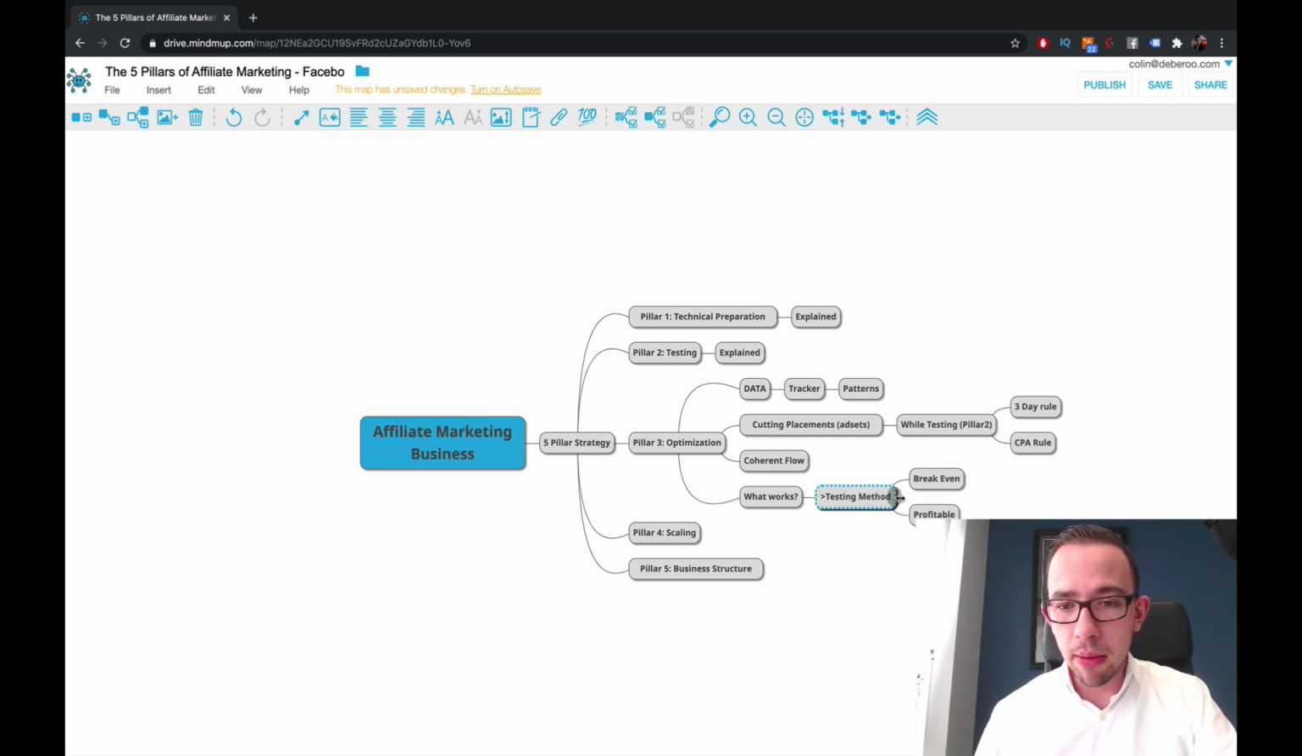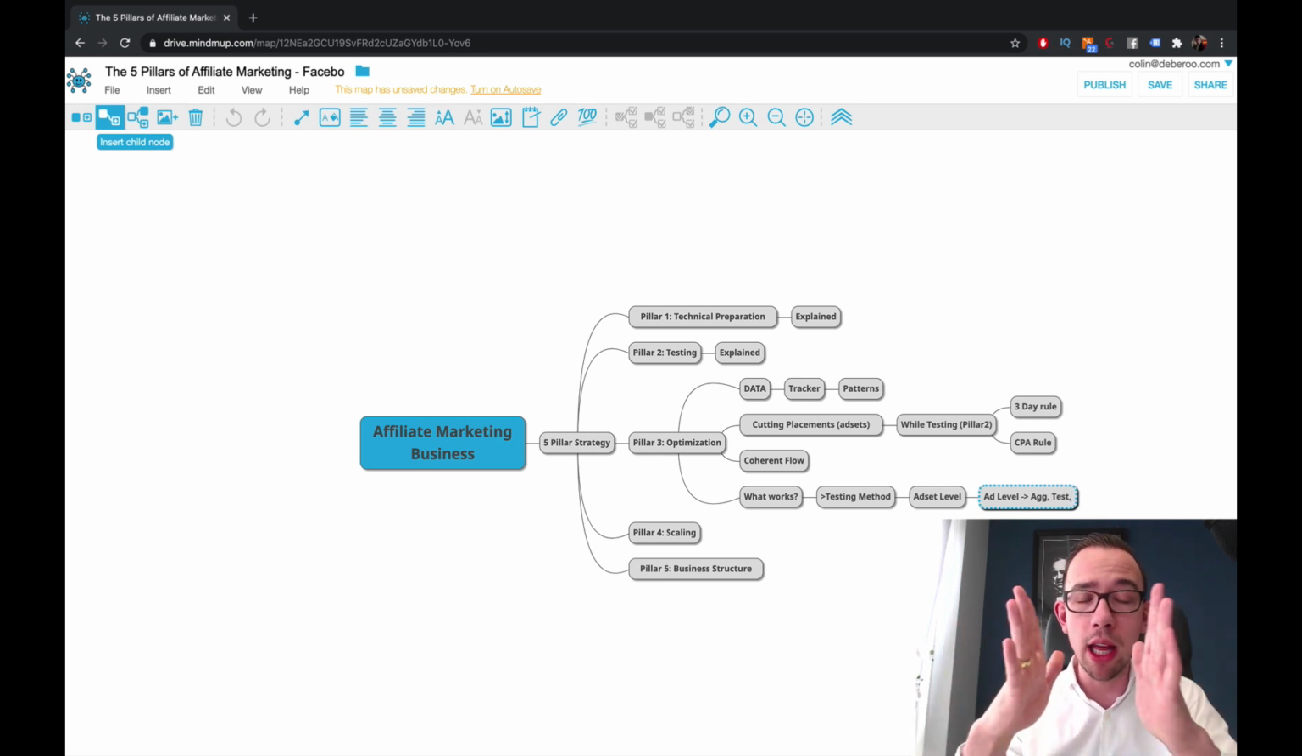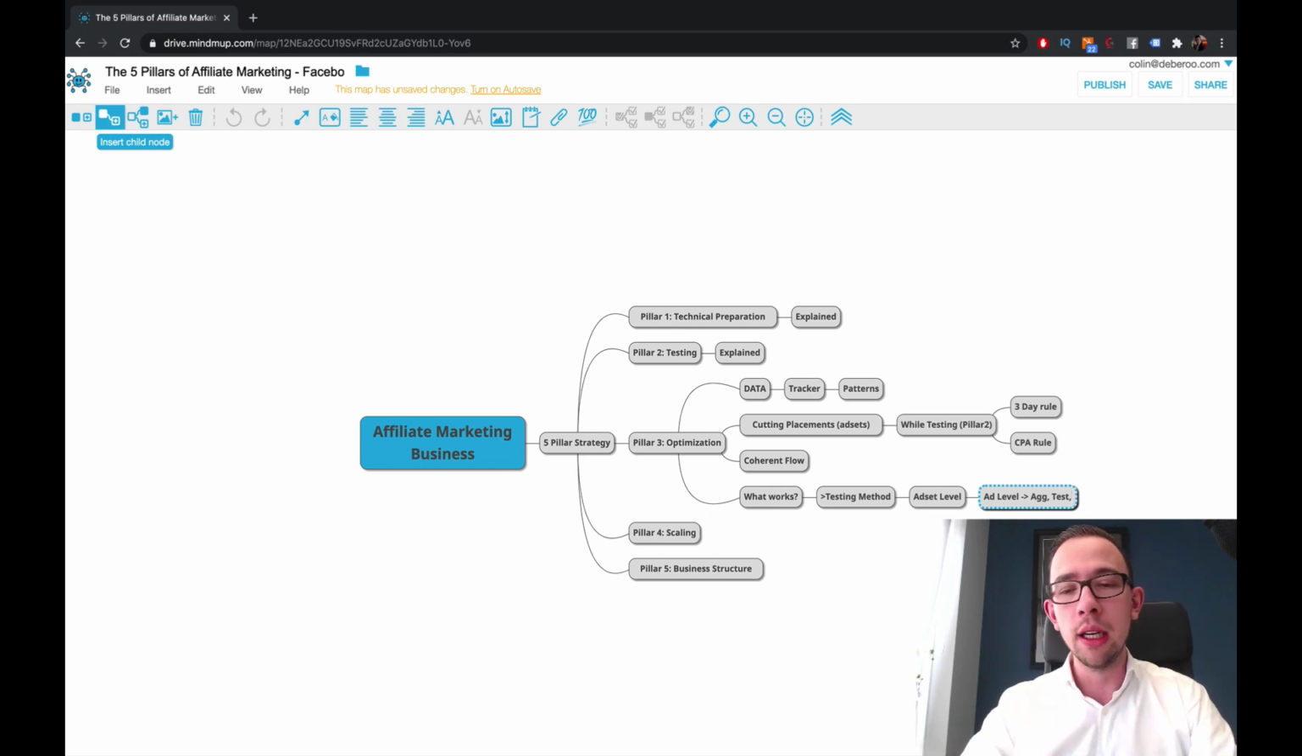So the testing method is applied on the ad set level, right? While on the ad level, you have the aggressive testing, at the same time. That's why the pillars are standing next to each other. There's not much room because they're tied together, but they're not one pillar. On the ad level, the aggressive testing still goes on.